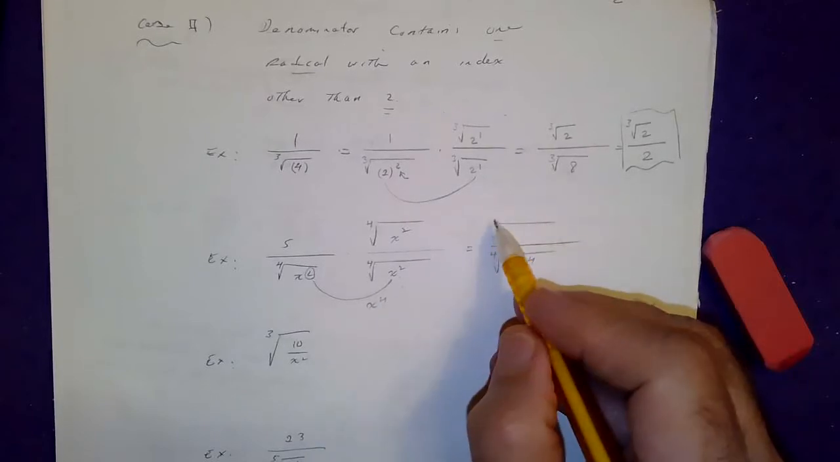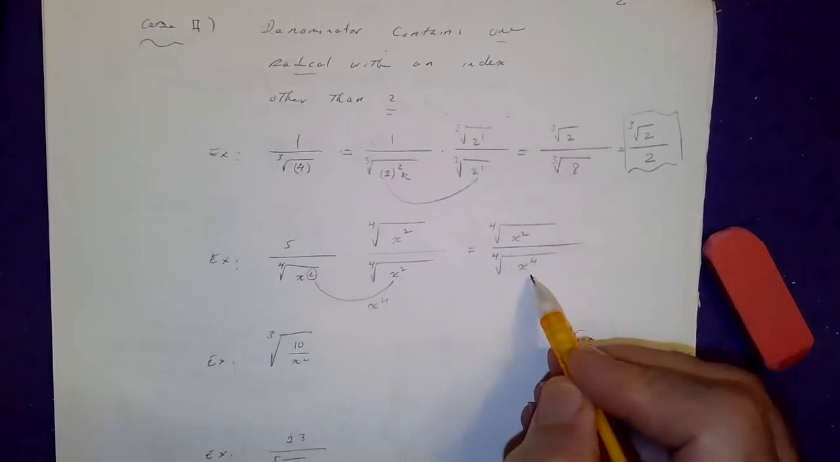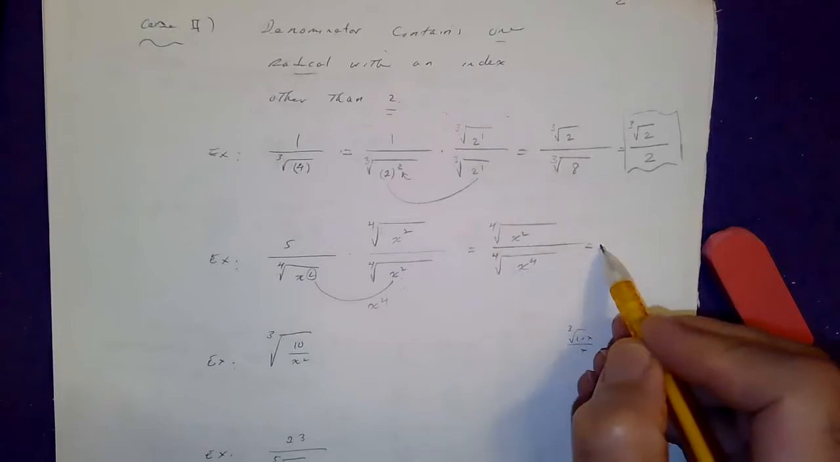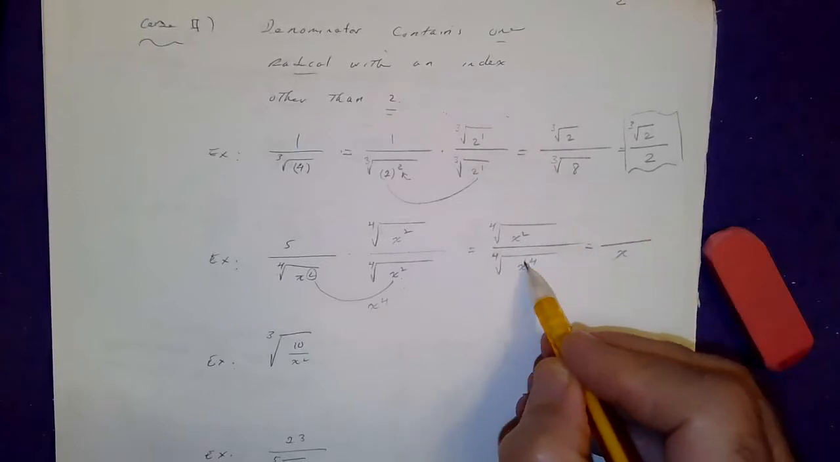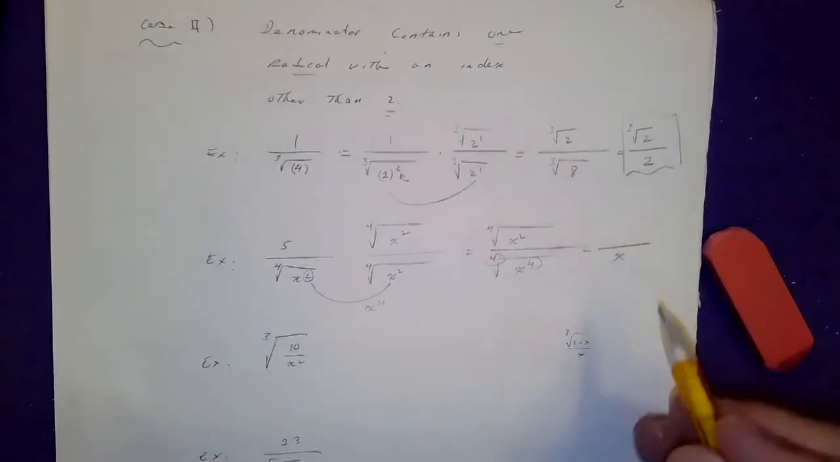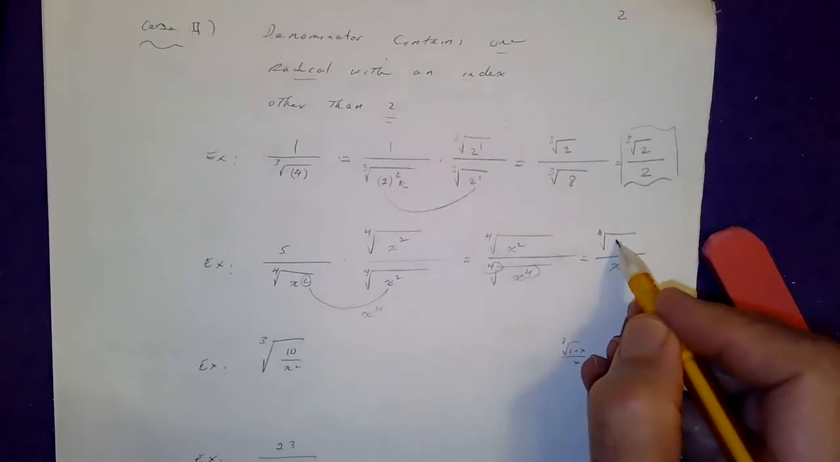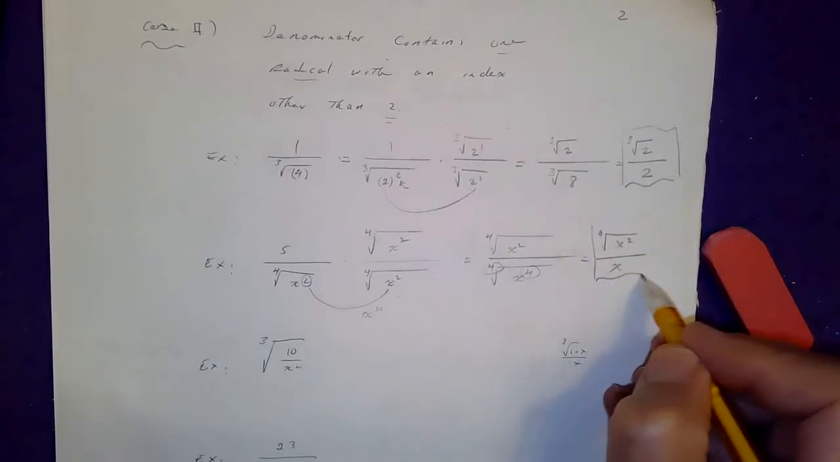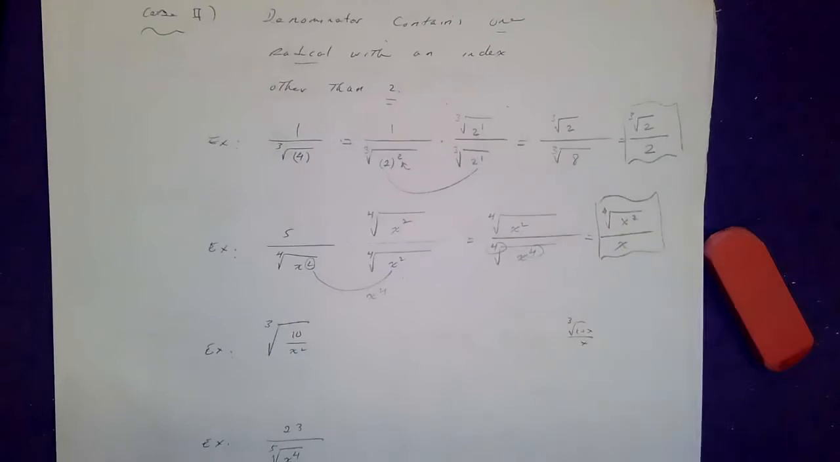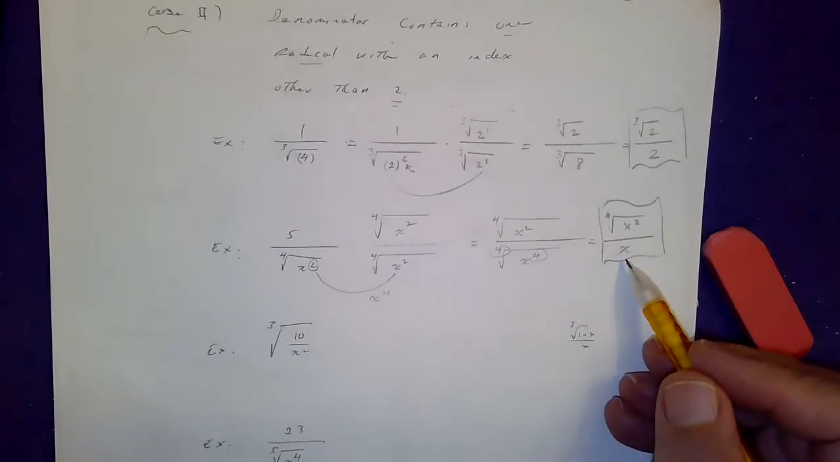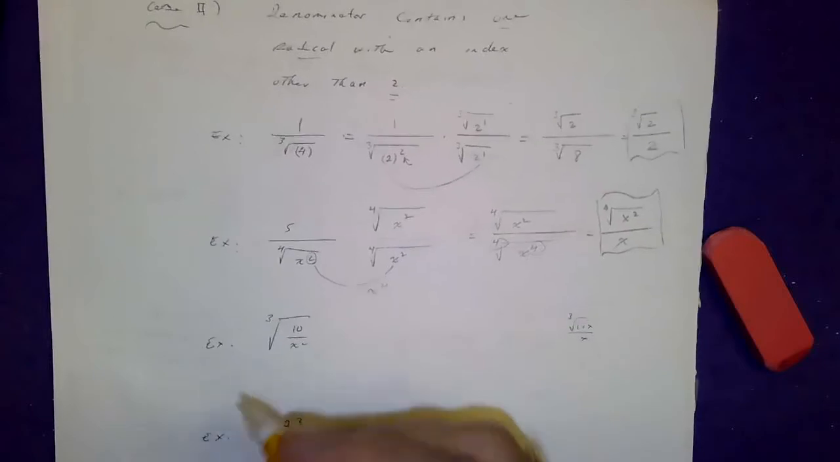On top, I got what? The fourth root of x squared. But the fourth root of x to the 4 is x. Why? 4 goes into 4 once, so x pops right out. So on top, you get the fourth root of x squared divided by x. The minute that radical sign disappears from the denominator, that would be the end of the problem.